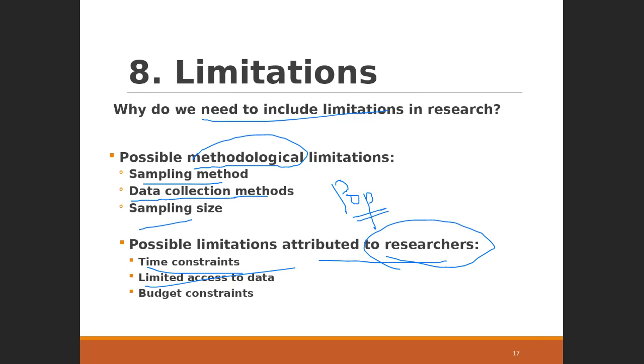So, due to this, your study results can be compromised. So, you need to mention it. There can be budget constraints as well. Very, very important because research can be very expensive. It is important for researchers to acknowledge that the research plan was confined within a limited budget.